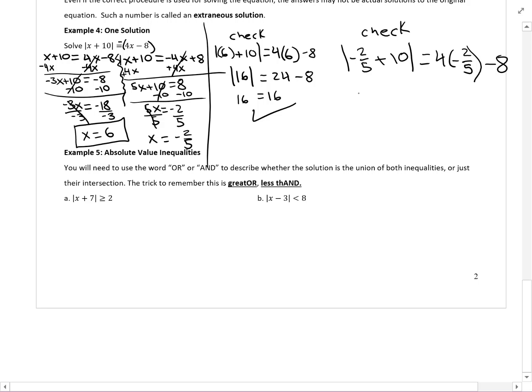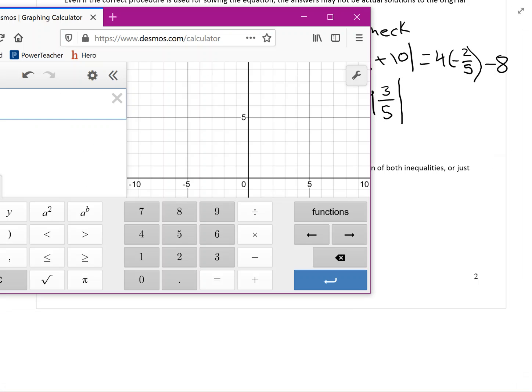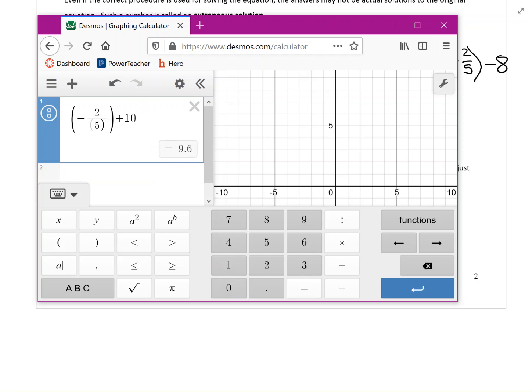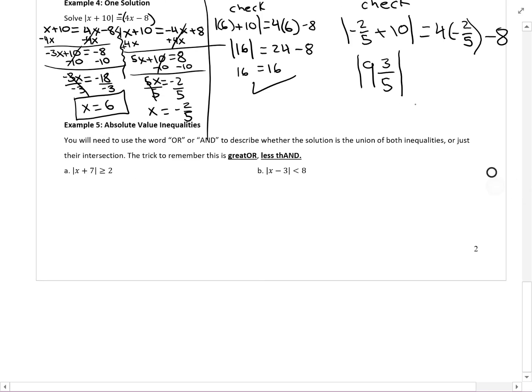Now we simplify. What's negative 2/5 plus 10? You're welcome to plug that into Desmos or any calculator. It'll be 9 3/5. I'll show you typing that in. You just go to Desmos, negative 2/5 plus 10. So you have negative 2/5. Click out of there, plus 10 equals 9.6. It's fine with me if you write the decimal or the fraction. So I wrote the fraction.